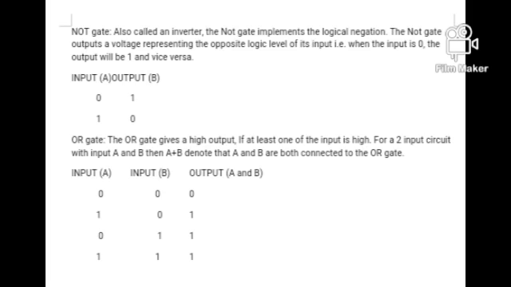We also have OR gates, which give a high output if at least one of the inputs is high. For two-input circuits, A and B can be denoted as A plus B. So when you have your inputs A and B to be 0, 0, just like you're adding them together, 0 plus 0, that will give you 0. And when you have 1 and 0, your output will be 1.